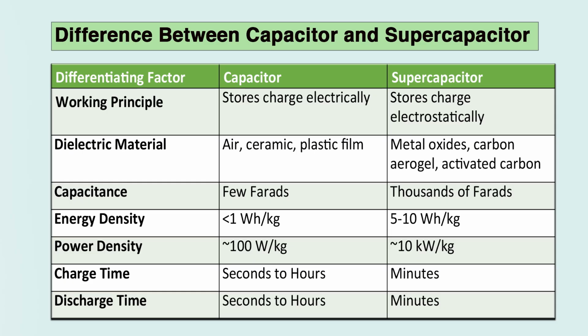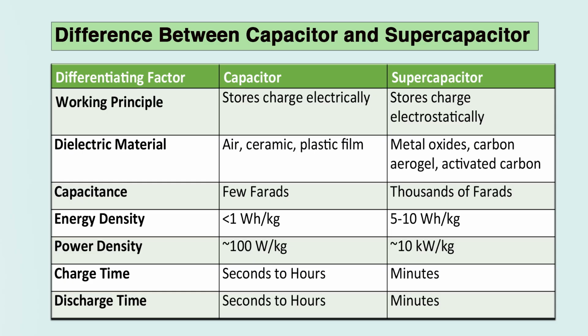If we talk about the energy density, then in the case of an electrolytic capacitor, we have less than 1 Wh per kg, whereas for a supercapacitor, we have 5 to 10 watt hours per kg. In a similar manner, if we compare the power density, then an electrolytic capacitor has around 100 watts per kg, whereas a supercapacitor's power density is around 10 kilowatts per kg. So it is very huge if you compare those power and energy densities.